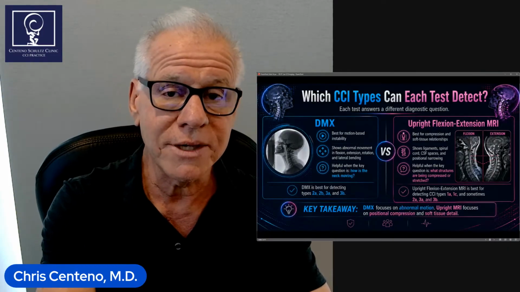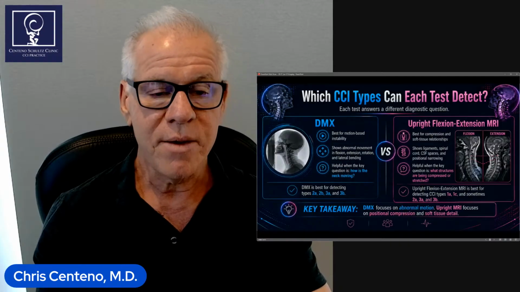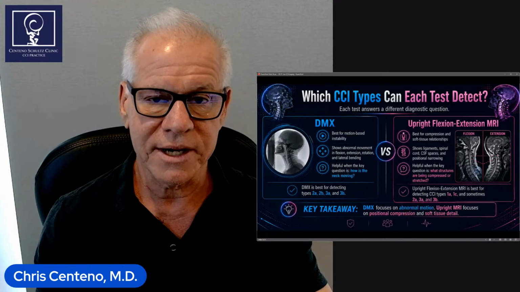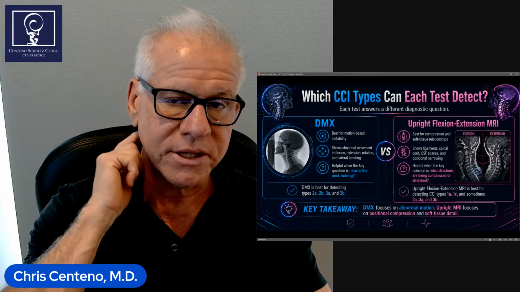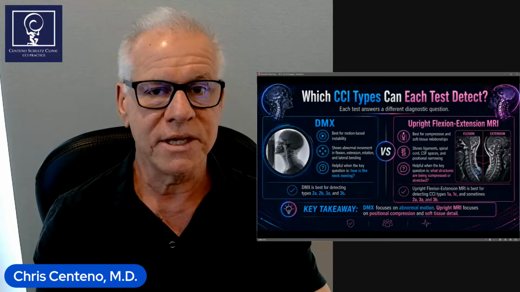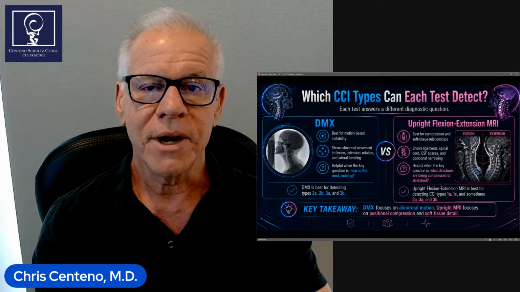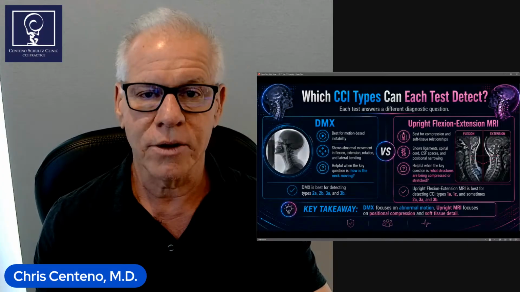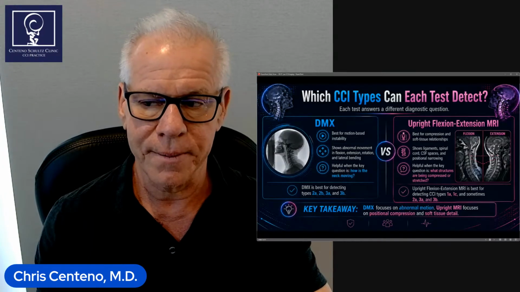Now notice there's no type 1s in here. DMX is not that great for looking at type 1 instability. Type 1 instability is going to be C0, C1, right? So we can see some things going on with C0, C1 on DMX, but it's very hard to measure because of all of the overlapping shadows that are inherent in X-ray.